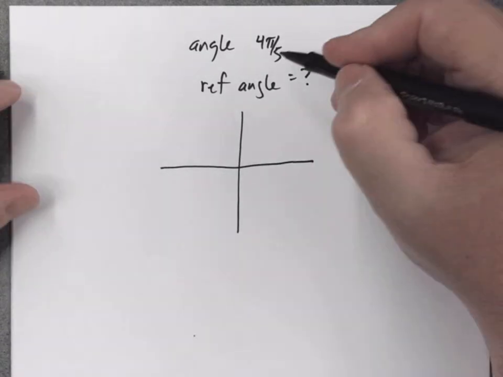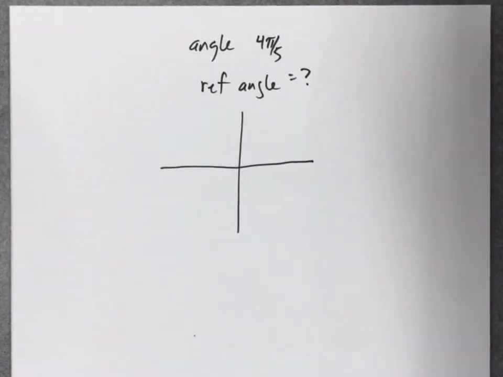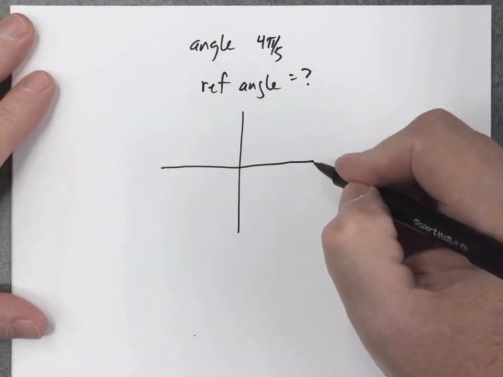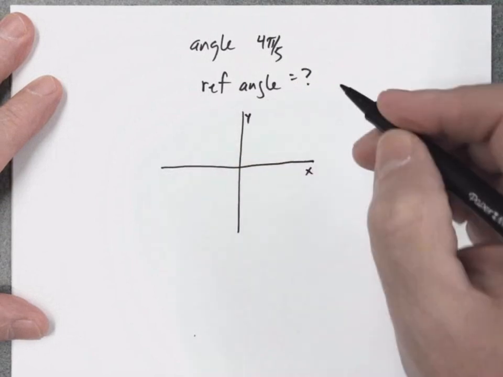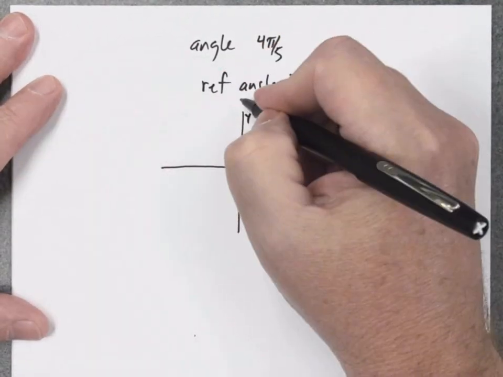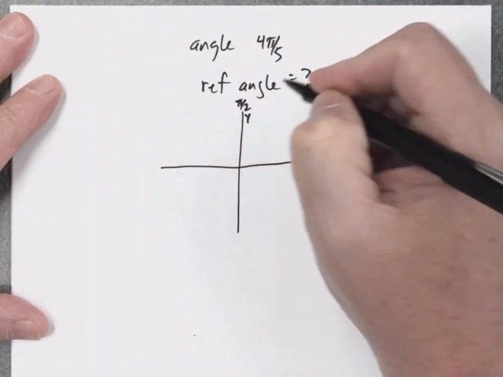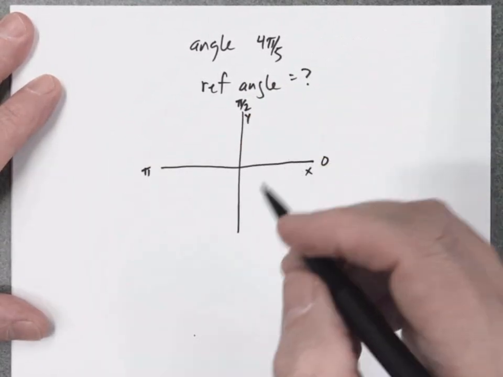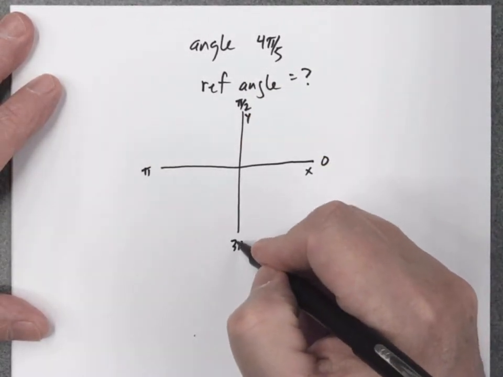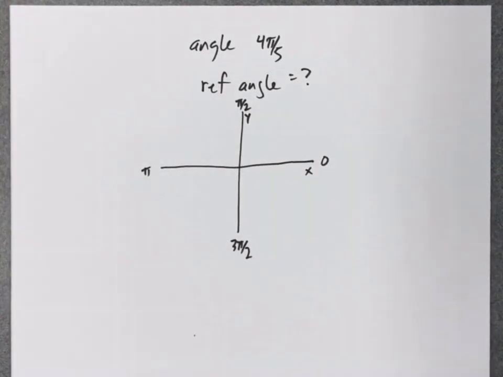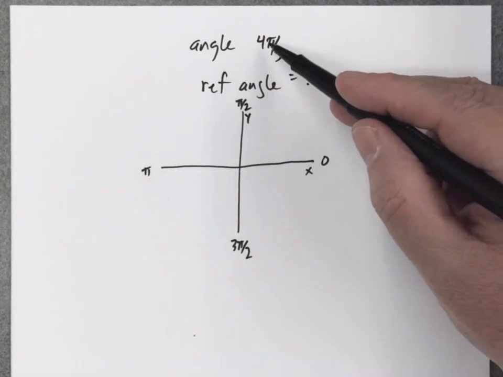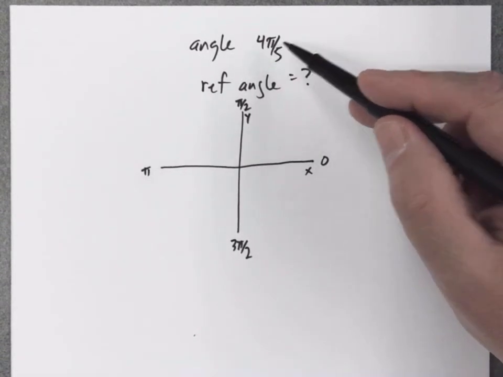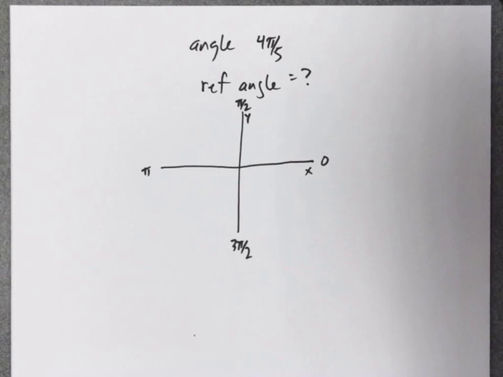Now what makes this tricky is this denominator of 5, because if I mark here my angles in radians, zero is here, pi over 2, pi, 3 pi over 2. First thing I need to do that would be most beneficial is to try and sketch a 4 pi over 5 angle. Well, it's a little tricky because my denominator is 5.